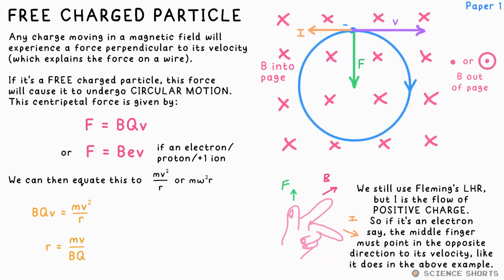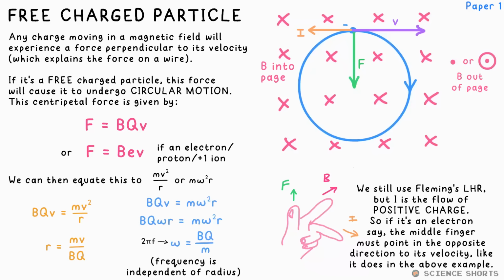So the radius of the circle is proportional to the mass and speed of the particle, and inversely proportional to the flux density and the particle's charge. With the angular version, we know that v equals omega r, so we see that the frequency of a particle moving in a circle is independent of its radius.